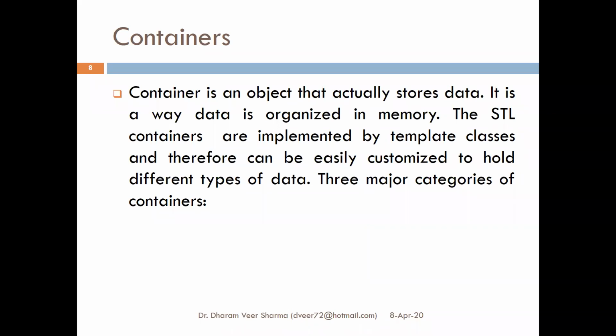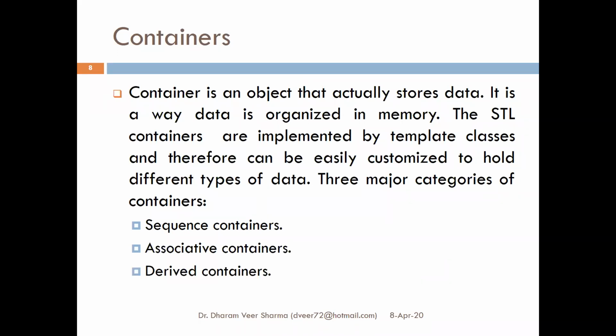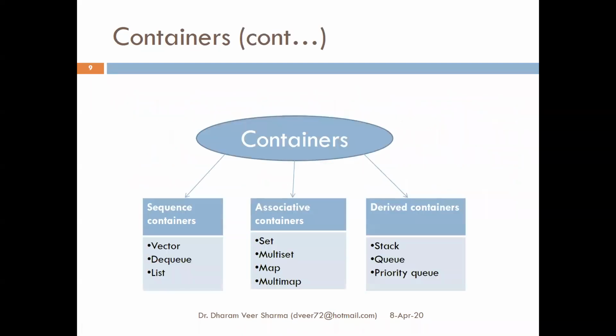These STL containers are implemented by template classes and therefore can be easily customized to hold different types of data. So the three major containers are, though there are many, sequence containers, in which the data is stored in a sequence; associative containers, where some keys are related; and derived containers, which are derived using sequence or associative containers. Under sequence, we have three containers: vectors, which are basically dynamic arrays; DQs, double-ended queues, you already know this; and list. These are the sequence containers because the data is stored in a sequence in these.